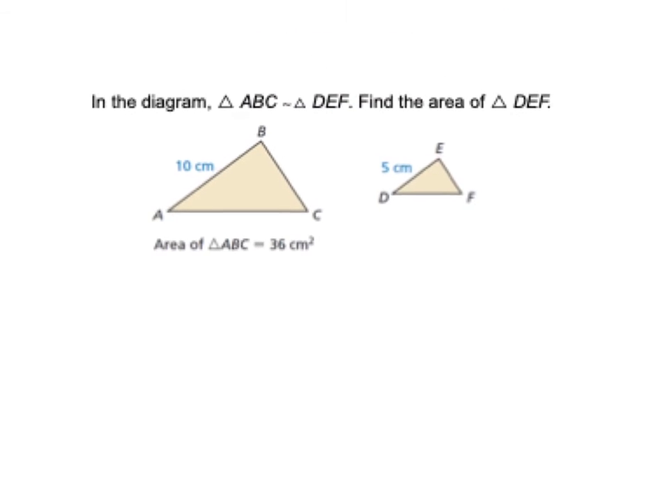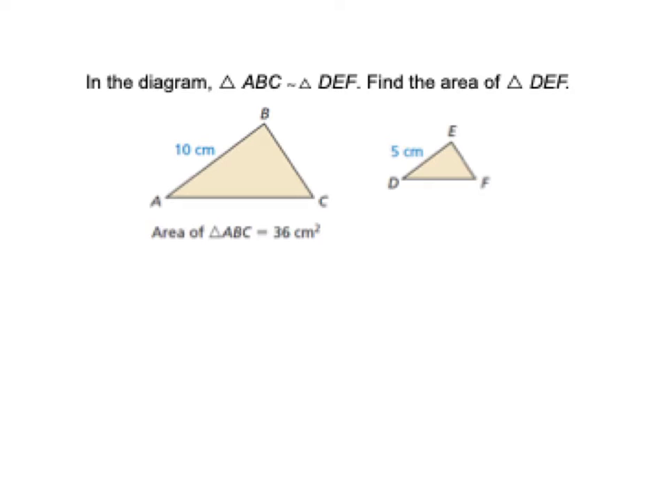Okay, so here we have two similar triangles, and we want to find the area of the smaller triangle. Well, it tells us the area of the bigger triangle is 36 centimeters squared. What we're trying to find is the area of that smaller triangle. It also tells us a side length of the big triangle and the side length of the small triangle. So when we set up our proportion, remember, everything in this chapter, it seems like, is proportions.